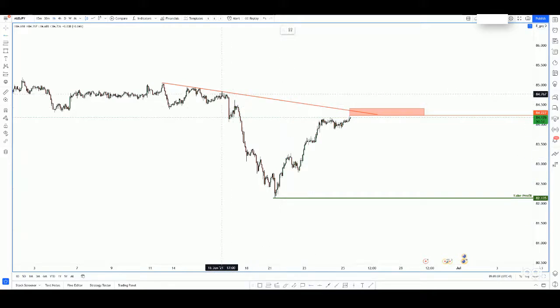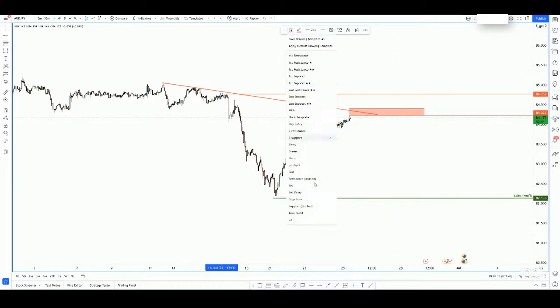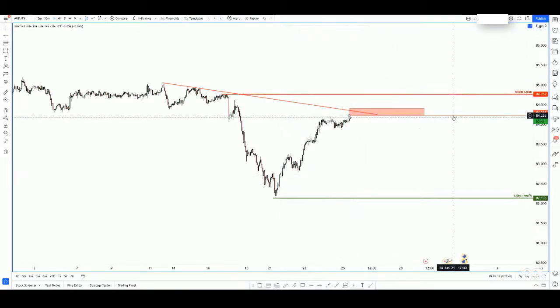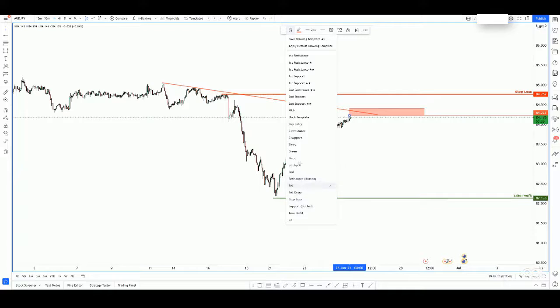So stop loss is the level which we know we're wrong. We can just take the last swing high over here, and it's clearly above the descending trend line resistance, so there's a safe stop loss for us. So let me just change the levels.